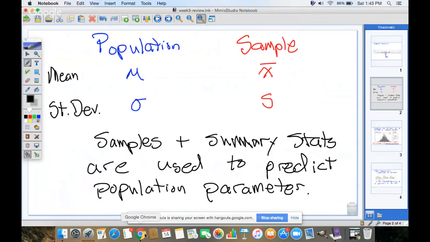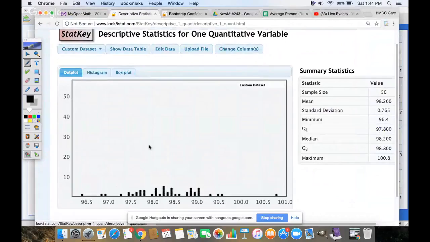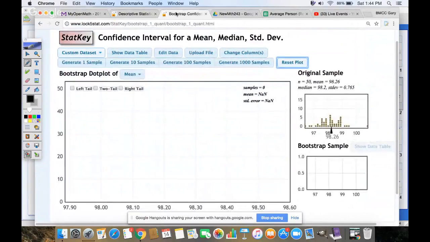Now, I can also use software to do repeated samples. So I want to take a look at that here. So here's one sample of 50 individuals. StatKey has another section about inferential statistics. I'm using a section called confidence intervals for means. We'll take a look at that in about 1, 2, 3 weeks from now. And here's my original sample dot plot.